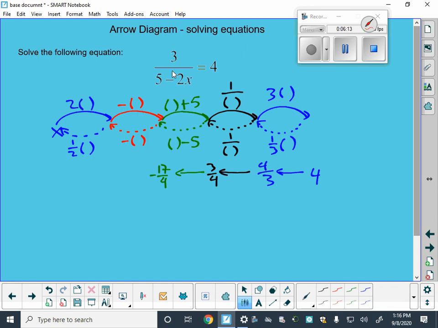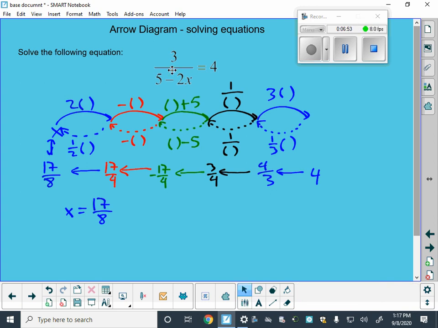At the end of the dotted green arrow, that's at the beginning of the dotted red arrow. So following the dotted red arrow, it says change the sign on that, so that just becomes a 17/4. 17/4 is at the end of the dotted red arrow. It's at the beginning of the dotted blue arrow, so if I follow that, half of 17/4 becomes 17/8, which is where the x is. So my solution to this equation is x equals 17/8.